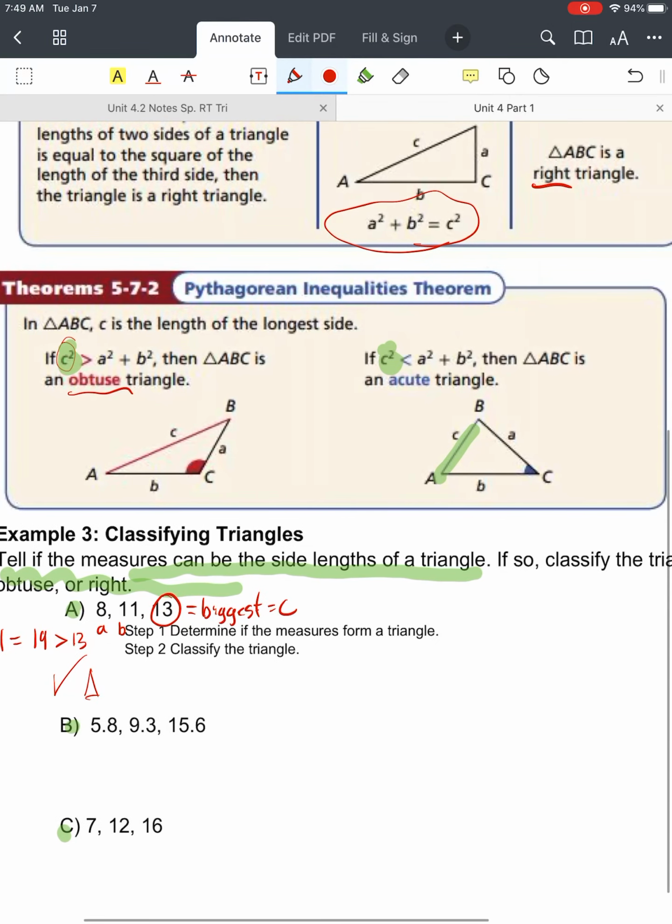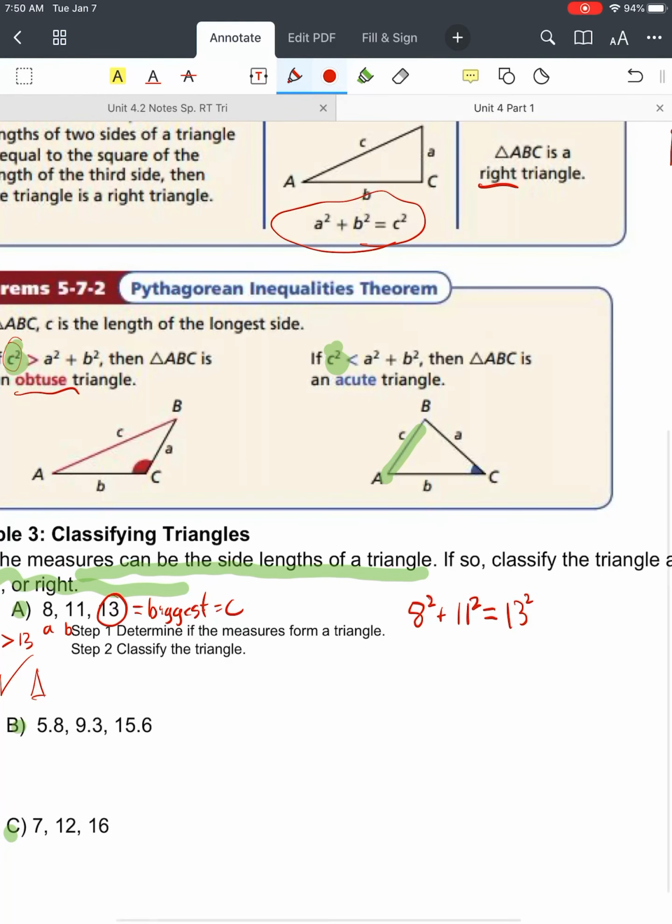I'm going to call 8 my A, 11 my B, and we already decided that 13 is my C. So I'm going to use the Pythagorean theorem. I'm going to plug those in, and if the two sides are exactly equal, then it is a right triangle. If for some reason the hypotenuse is larger, if our C is larger than the other side, then it is obtuse. If it's smaller, then it's going to be acute.